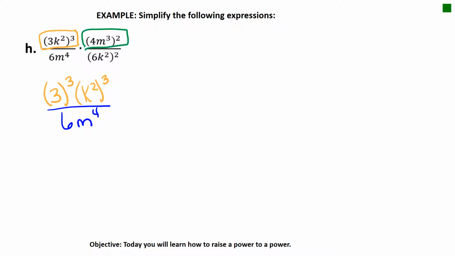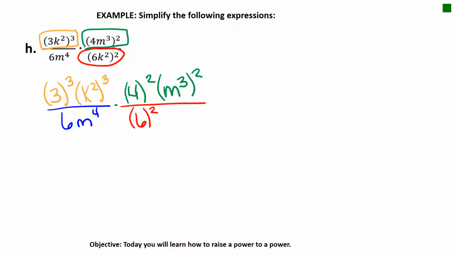Up here, I have a 4 for the base with a power or a creeper of 2. I have m cubed as the base with a power or a creeper of 2. And just because this is so much fun, on the bottom, I've got a creeper. So 6 is a base, power or creeper of 2. K to the second is my base with a power or a creeper of 2. I got a lot of cleaning up to do. I'm going to go over here because this is going to get messy, I feel like.